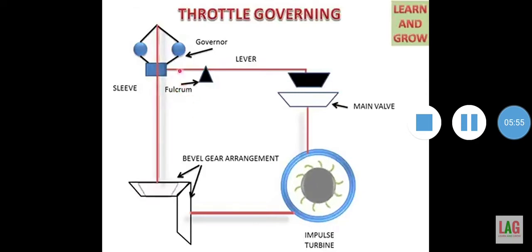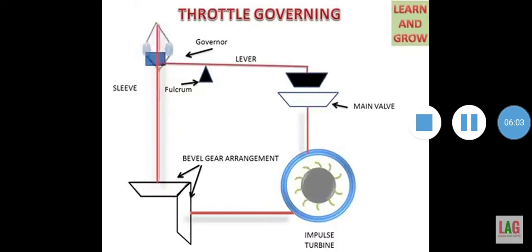Now there is a sleeve present. This sleeve is attached to this part by a fulcrum, so this sleeve will move up and downward. When it moves up, it is pushed forward, and when it moves down, it is pushed downward. When it is pushed forward, the control of the flow of steam can be obtained.